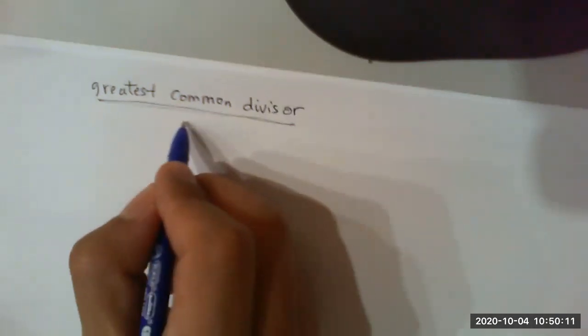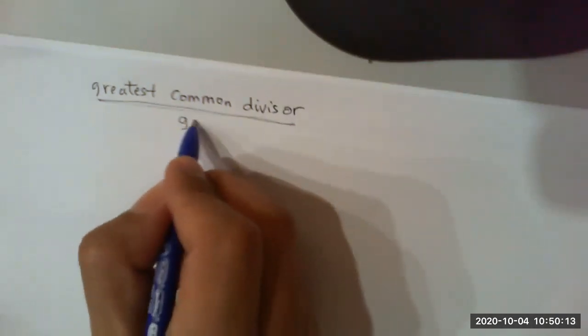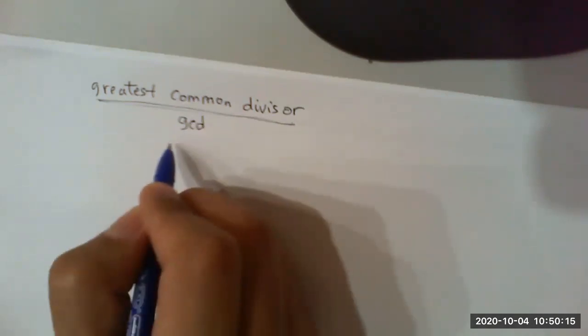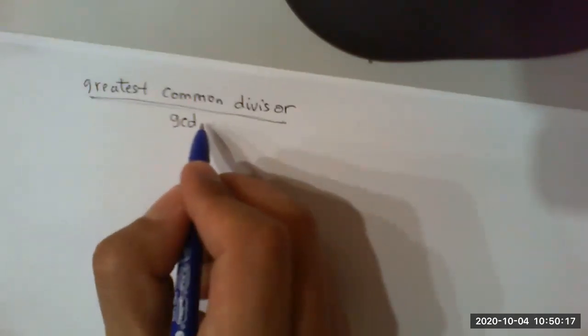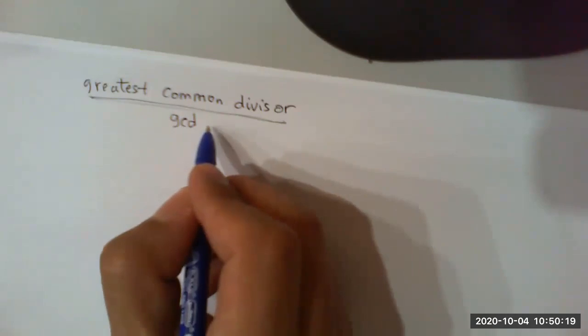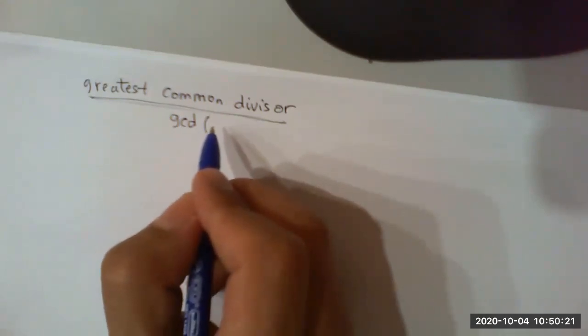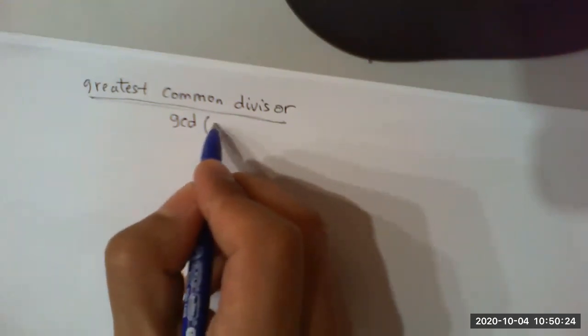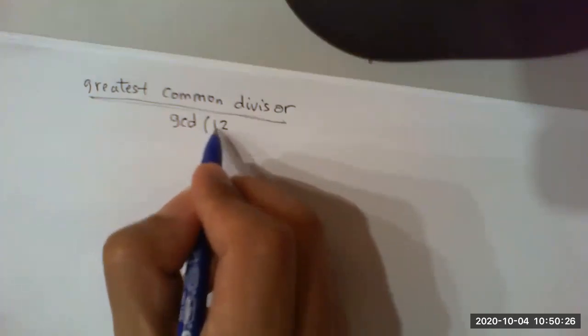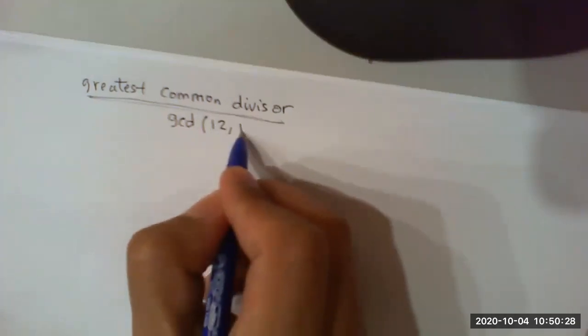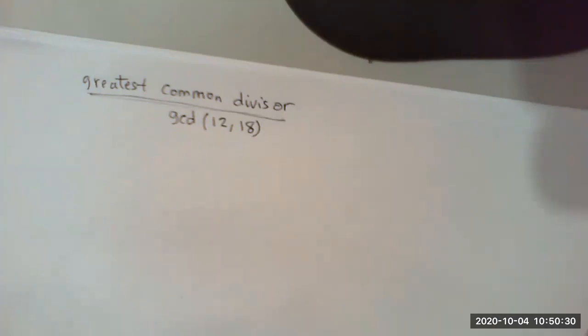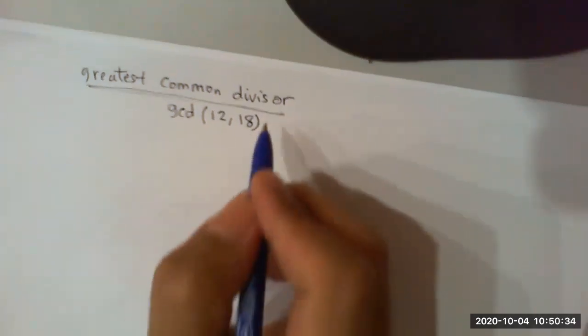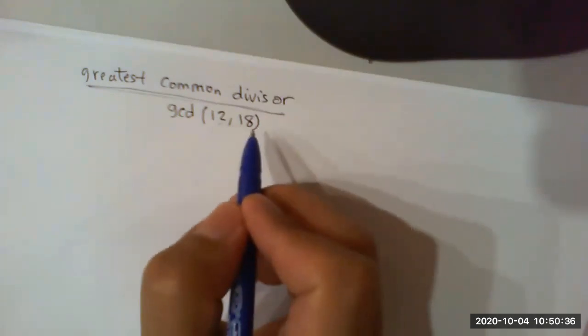The greatest common divisor, you can say GCD, just as an abbreviation. We can take an example here, like 12 and 18. Do you know the greatest common divisor of these?